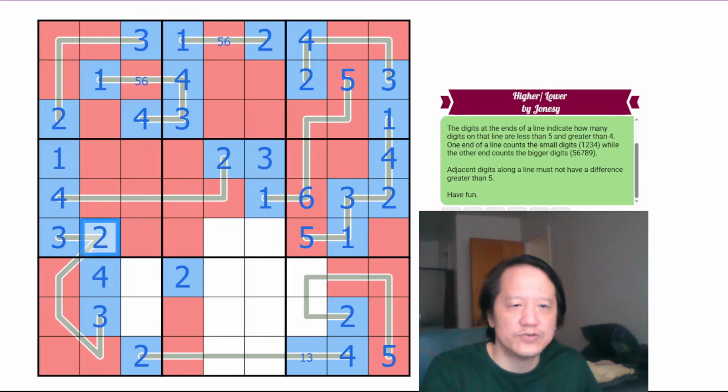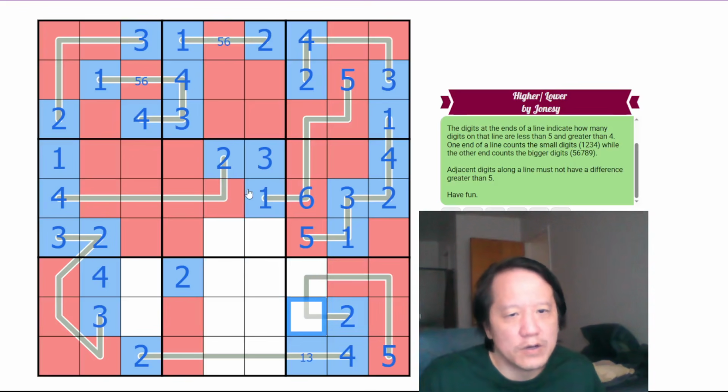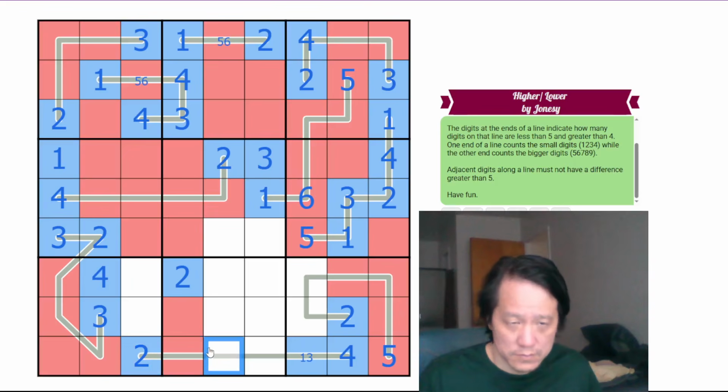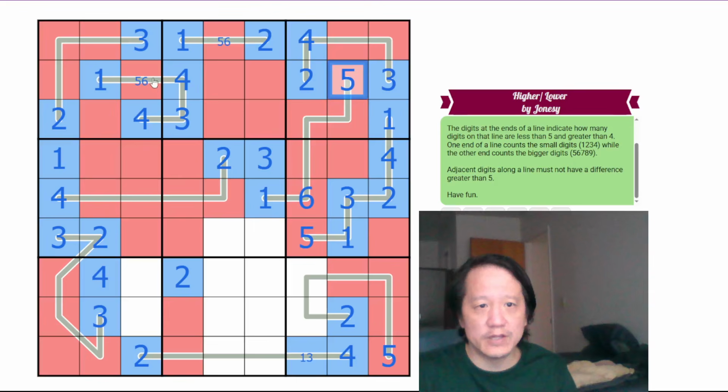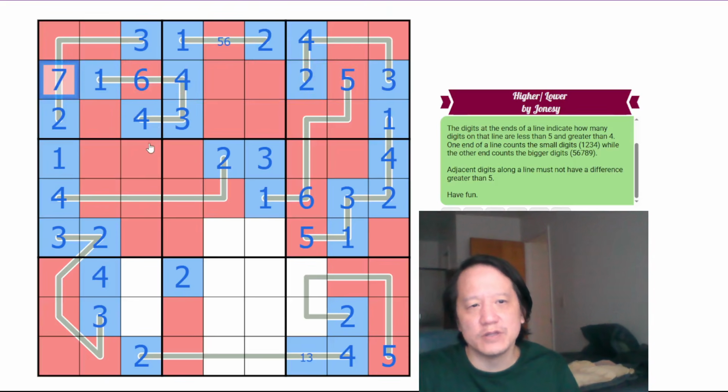1, 5, 2, 3, 4. 2 next to a high digit can only be 5, 6, or 7. Oh, 5 eliminates 5 here, so that's 6. This can't be 5 or 6, so the only digit here that can be there is 7, because the adjacent digits along the line cannot have a difference greater than 5. This cannot be 6, it's 5 or 7 there.